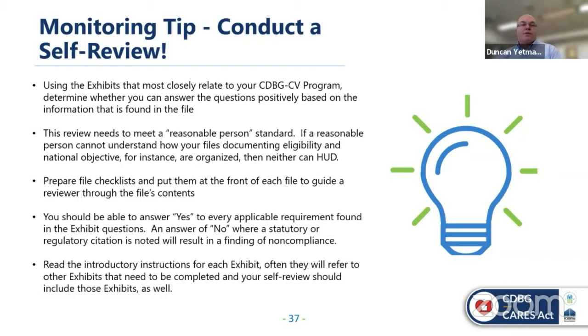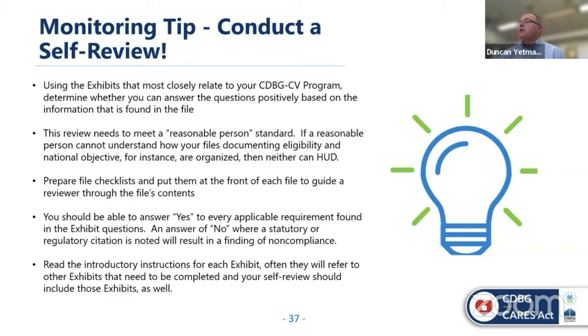I'm going to pause here for a second to answer a couple more questions in the chat. The 3-year clock does start on the grant agreement execution date of your first round of funding. So if, like a state grantee, you received 3 tranches of CDBG-CV funds, HUD would go by the date on the first grant agreement. That's when the clock starts for the 3 years.